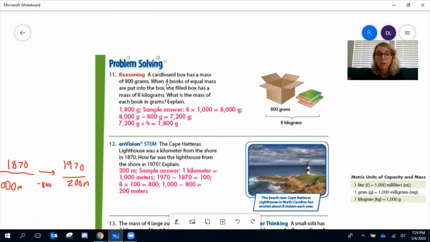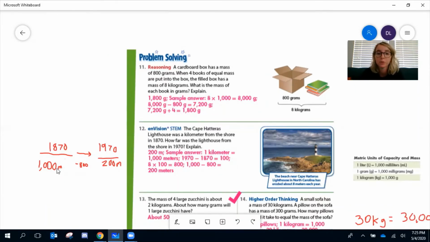However, we have 4 books and it wants us to find the mass of each book. So then we need to divide 7,200 by 4 and we will get 1,800 grams. All right, so now we're going to move on to number 12.